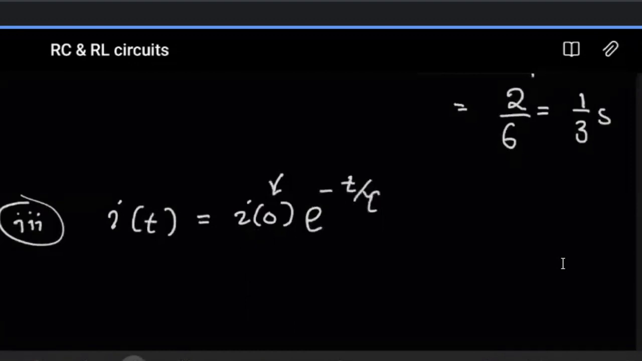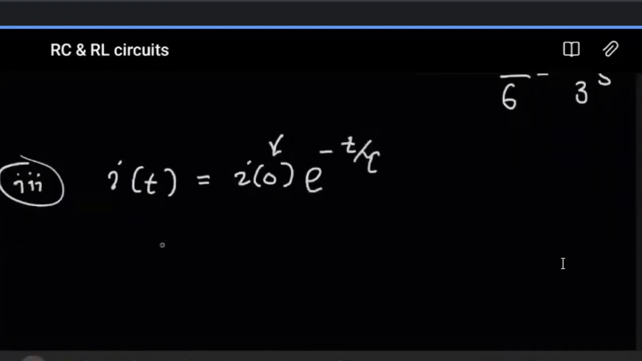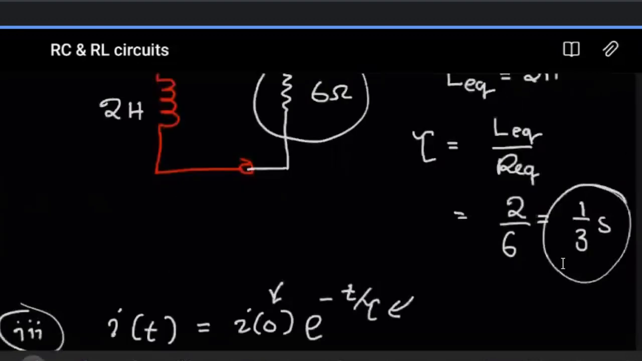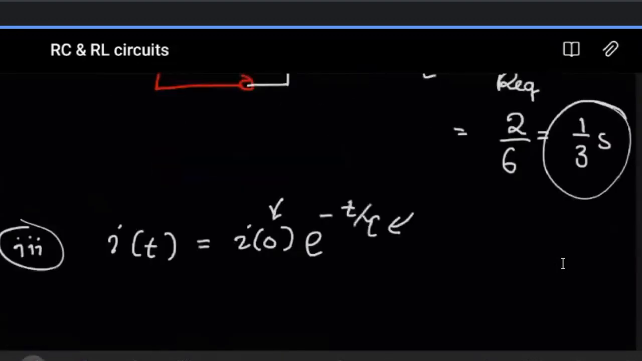Now, for us to complete this equation, we just need to figure out one thing. We already know what the time constant is. We found it in the previous step. The only thing missing is what I0 is, the initial current just when the switch was thrown. So how are we going to find this? What do you guys think?